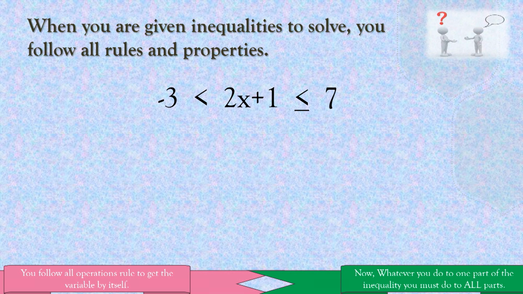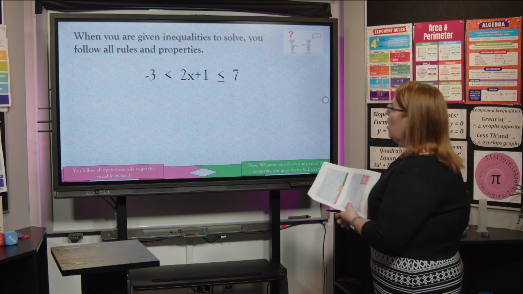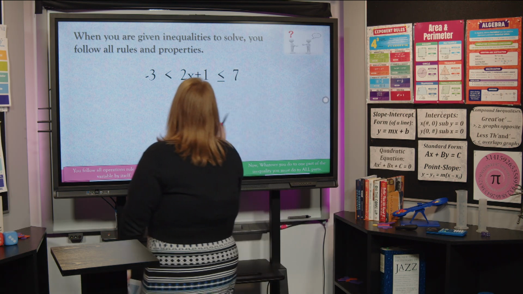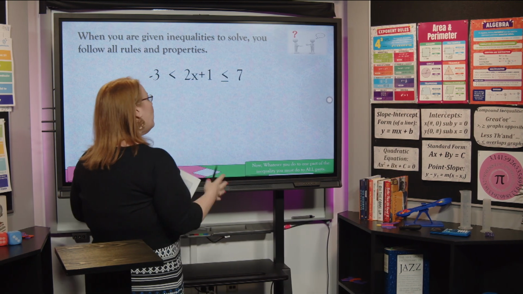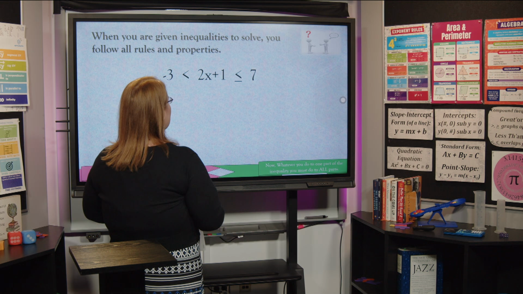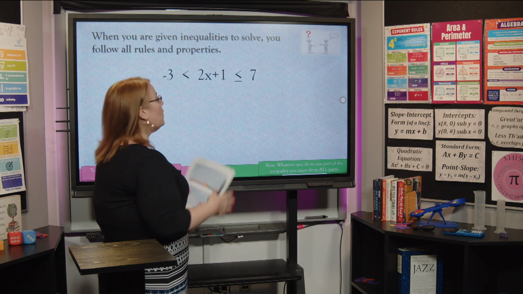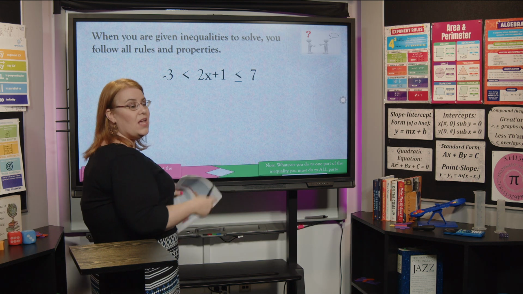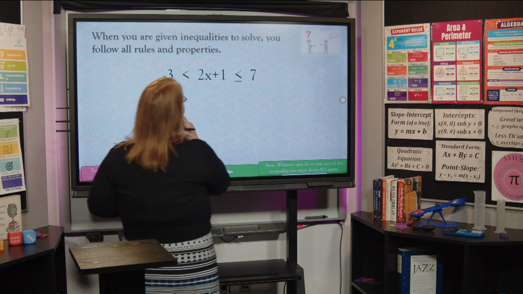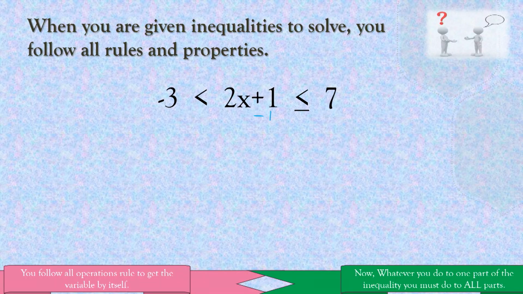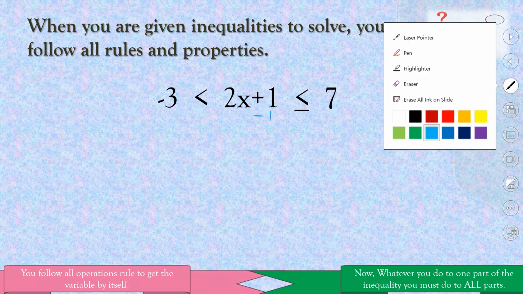When you are given the inequality to solve, you follow all the rules and properties, okay? You follow all operation rules to get the variable by itself. Now, whatever you do to one part of the inequality, you're going to do to all of the parts. All right, so let's look at this. My X is in the middle, of course, but I have other numbers there with my X. So just like we've been doing ever since we've started, we want to get that X by itself. So let me show you how we do that. So the first thing I'm going to do is I'm going to have to subtract that 1. Let's get a different color so it shows up just a little better.